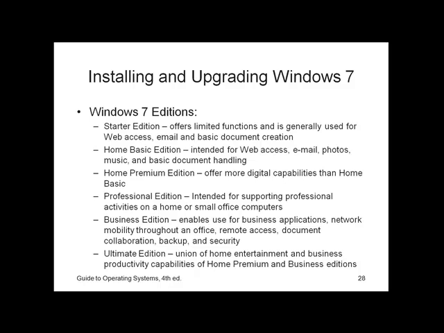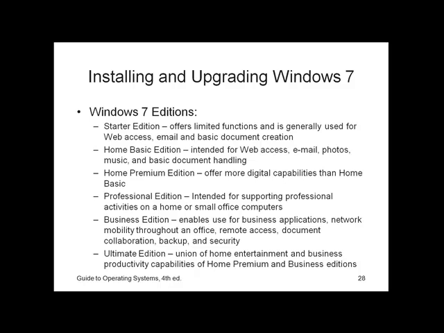Home Premium and Home Basic is generally what you see available when you purchase, say, a laptop at the retail store. The Professional, Business, and Ultimate Editions are generally found in a production setting, a work setting. The Professional Edition, of course, is intended for supporting professional activities on home or small office computers.